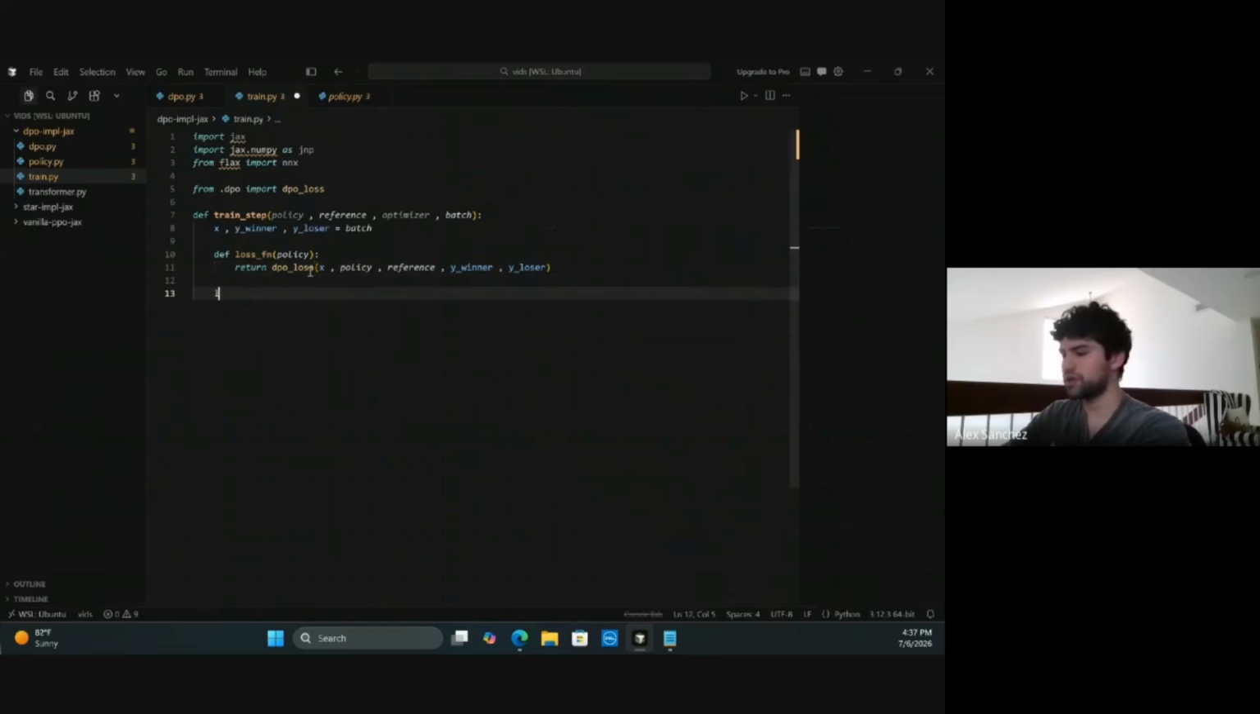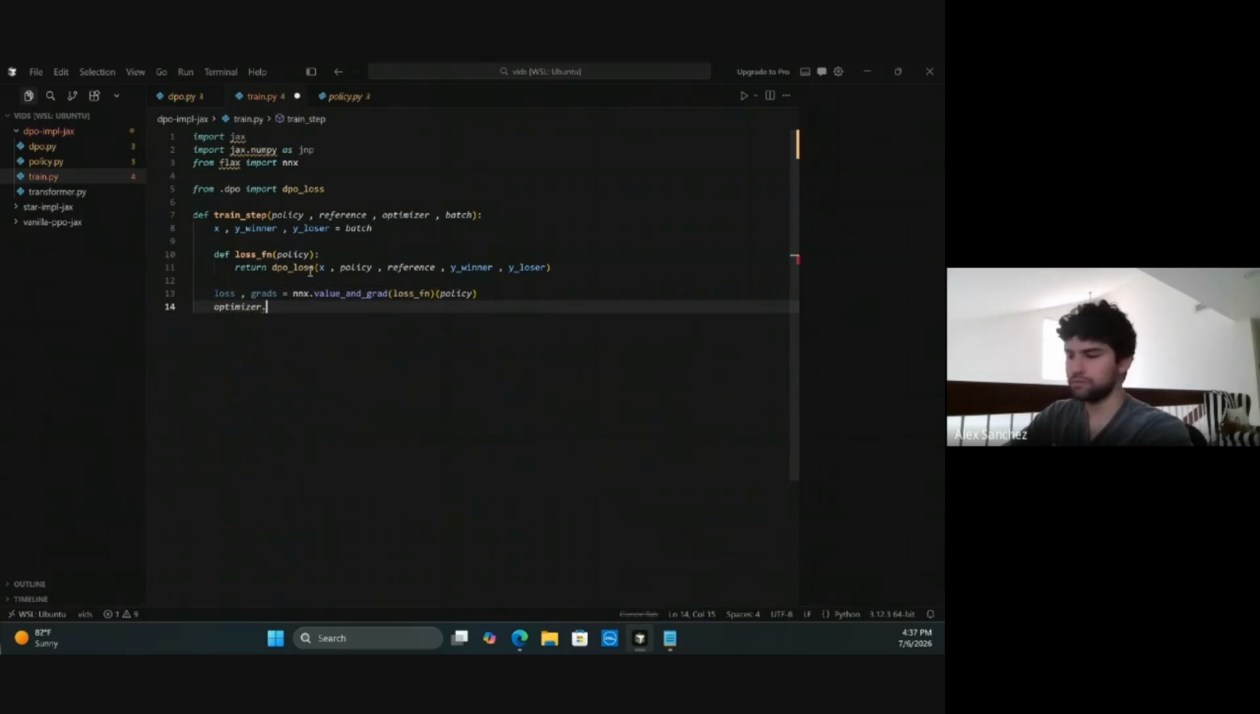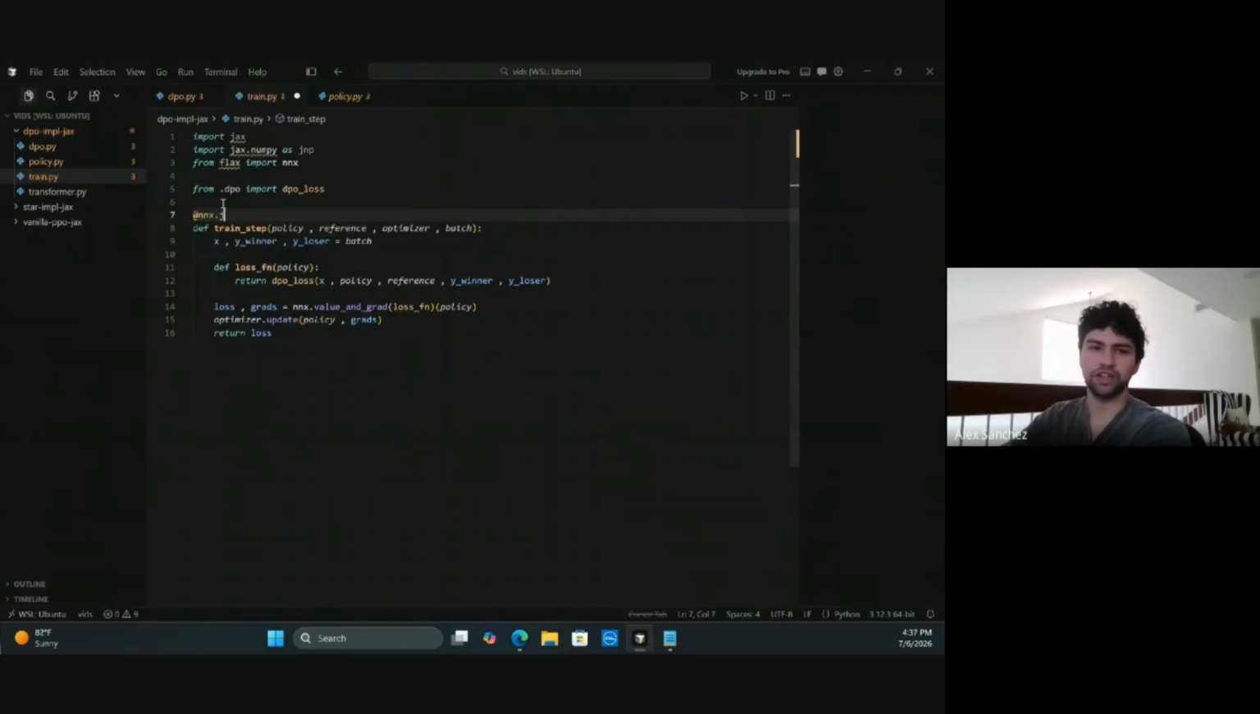Now we collect the loss and the gradients through nnx.value_and_grad. Here we have the loss function, and we pass in our policy model. And our optimizer, I forgot. Here we have our optimizer, and we update the policy with the new gradients that we had. This is where we return the loss. Now this whole thing is jittable, so we do nnx.jit, not jax.jit, just nnx.jit. There's nothing static here, so we just keep it as is.